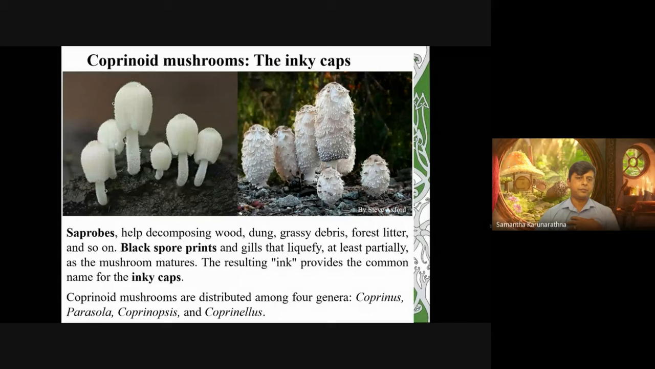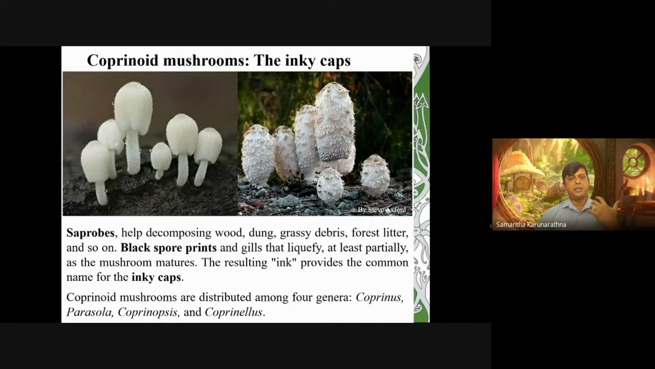So coprinoid mushrooms, or we call inky caps. Earlier we knew only Coprinus, but later on, based on phylogeny, they divided these mushrooms into four genera. So now you can see Coprinus, Parasola, Coprinopsis, and Coprinellus. All four are in these coprinoid mushrooms.